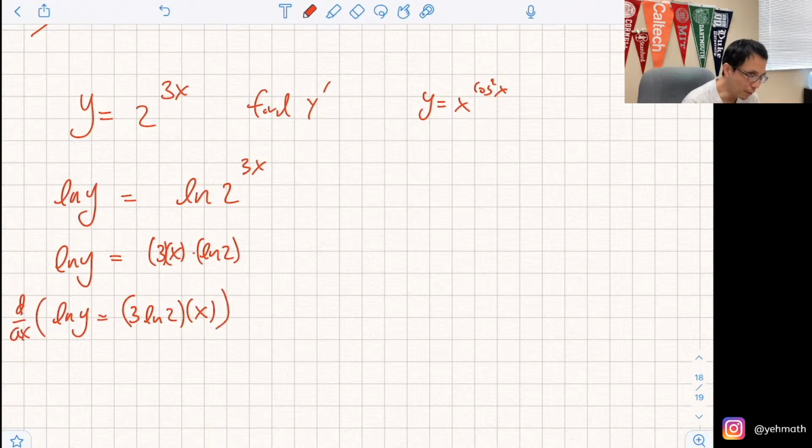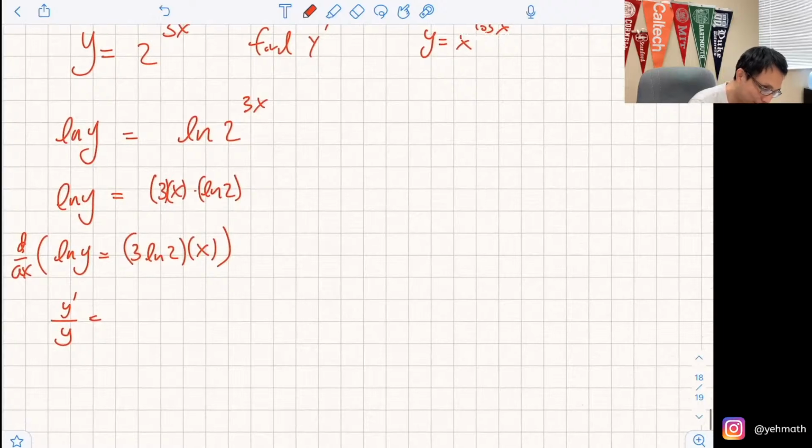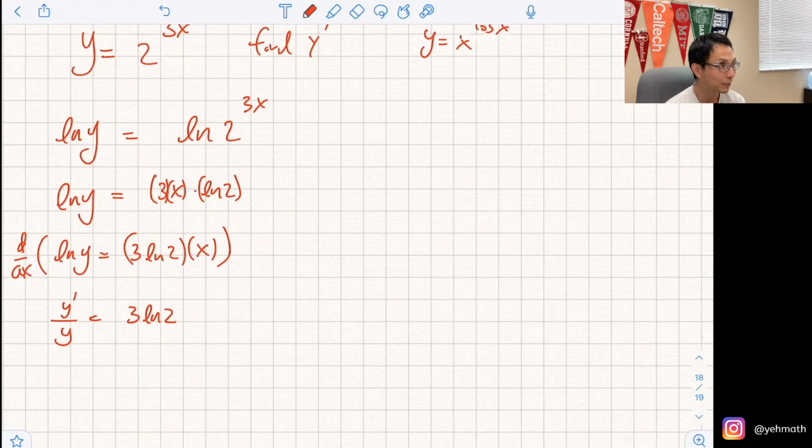If I take a derivative of this, we already know that's y prime over y. What's the derivative of 3 natural log of 2x? It's not 0. Is that just a number? Yes, it is. I don't remember what the derivative of just numbers is. Well, you think about it.